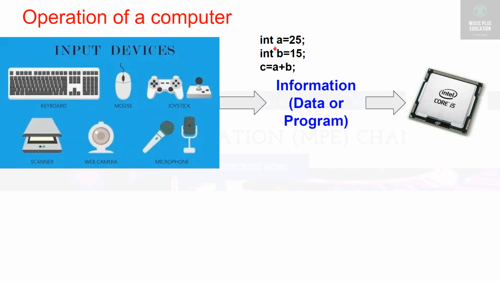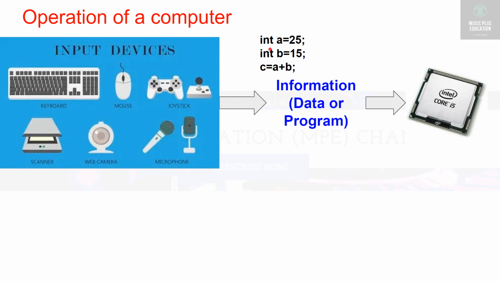Here is a simple program to add two numbers, 25 and 15. How many instructions are there? Three instructions: int a is equal to 25; int b is equal to 15; c is equal to a plus b. This is just for explanation purposes. I have taken these three instructions, so I call this a program.